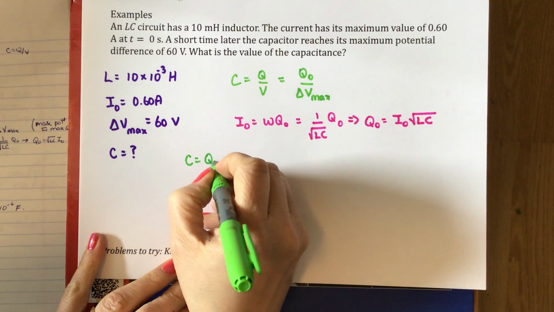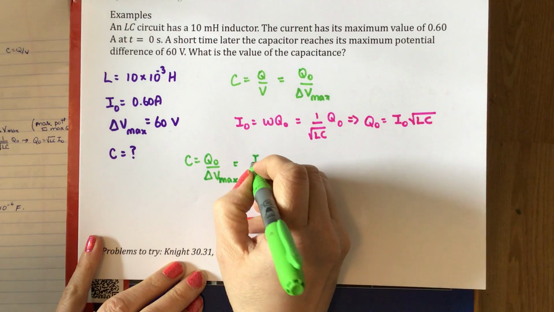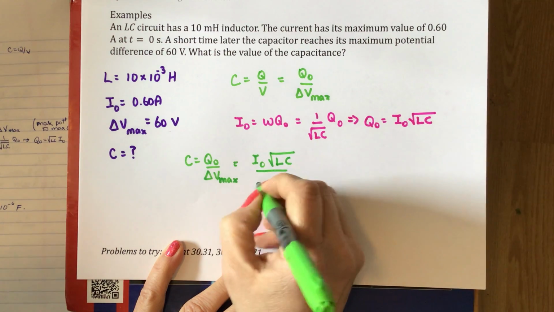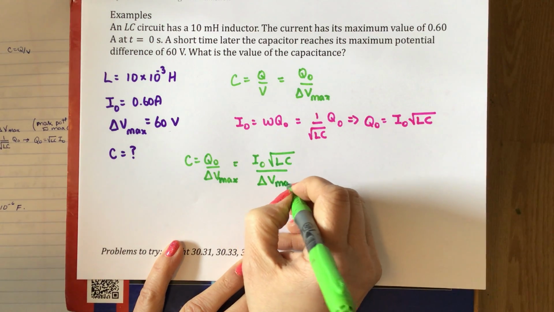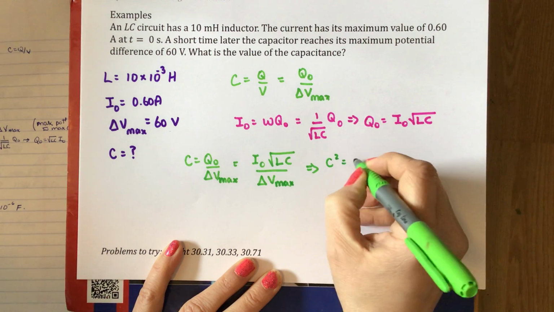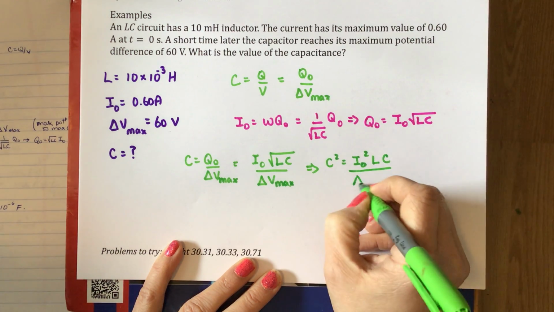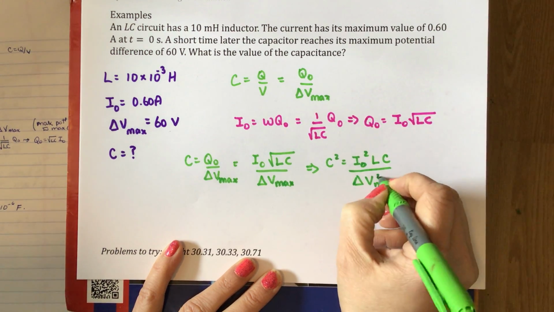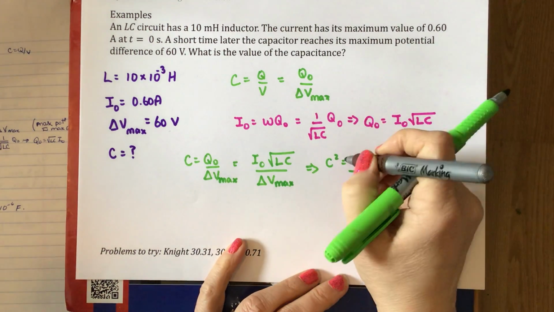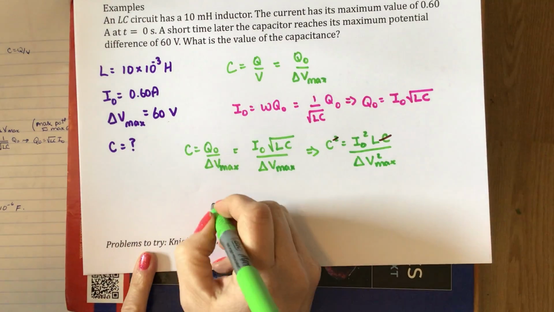So let's get going with that. C is Q0 over delta V maximum. Q0 is I0 square root of L times C, over delta V max. If we want to get rid of our square root sign here, we can square both sides. So C squared is equal to I0 squared, L times C, divided by delta V maximum squared. We've got C squared here and C here. Divide both sides by C, and that's what we get for our capacitance.